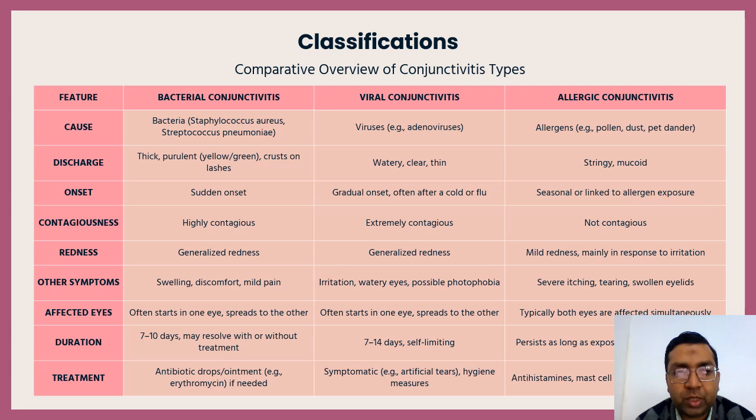Then treatment: antibiotic drops or ointment we generally take in the case of bacterial conjunctivitis. In symptomatic treatment, artificial tears and hygiene are maintained, and a mast cell stabilizer or antihistaminic medicine we generally take in allergic conjunctivitis.